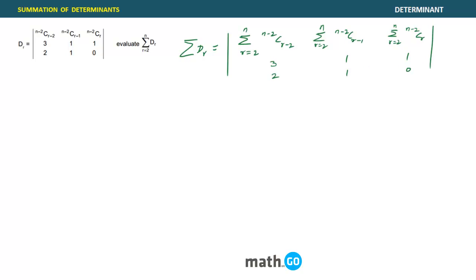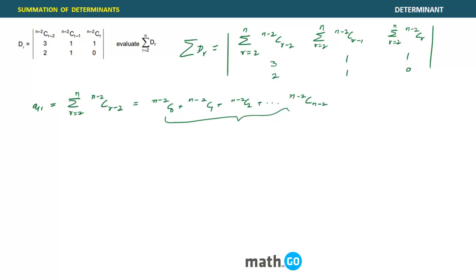Now let's individually take all the elements. So the a11 element, what is it if we want to resolve it? This is summation of n minus 2 c r minus 2 where r varies from 2 to n. Now let's solve this. The first value of r will be 2, so this becomes n minus 2 c0. Then you will have n minus 2 c1, then n minus 2 c2, and this will go on till n minus 2 c n minus 2. This is what you will get. Can you notice this formula? We have done this in the binomial theorem, right? This is nothing but the formula of, yes, you have mentioned it correctly.